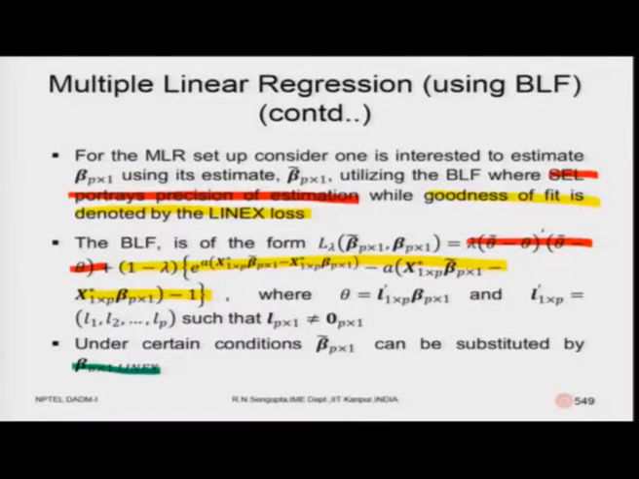So, there are 2 cases here. Then in the next 2 cases again you have basically the squared error loss being for the precision of estimation and goodness of fit being the Linex. So, for the third and the fourth case you have the background same, but the estimates being utilized for beta would be, in the third case, beta under the ordinary least squares, and in the fourth case it is beta under the Linex loss condition.